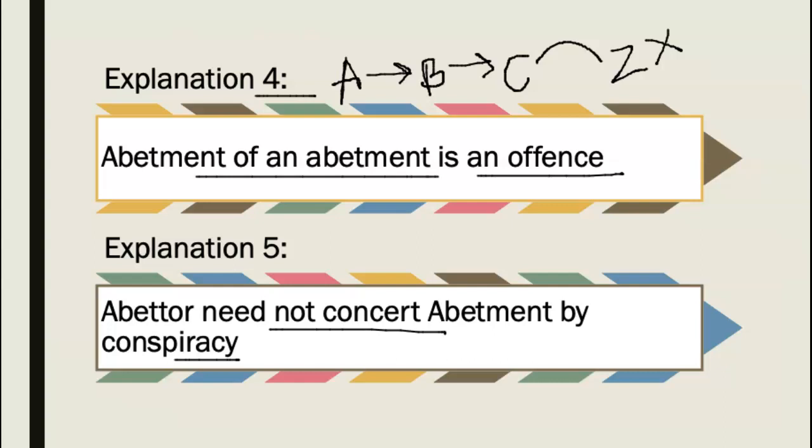Let's look at an example of this. Let's say A in India instigates B, a foreigner in Goa, to commit a murder in Goa. So A will be guilty of abetting that particular murder.